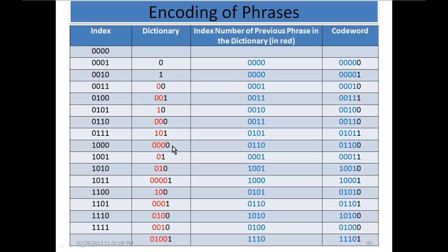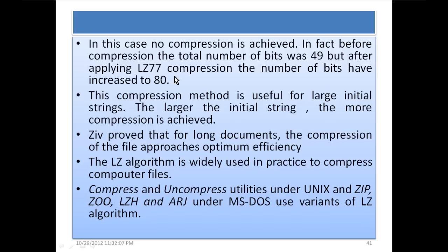But after decoding, the total number of bits has increased. In fact, they have not decreased as we expected. They have increased, and they have become 80 from 49. So this compression method is useful for large initial strings. The larger the initial string, the more compression is achieved. So what we understand from this example is that although it is a compression method, it is not an efficient compression method for small input strings.